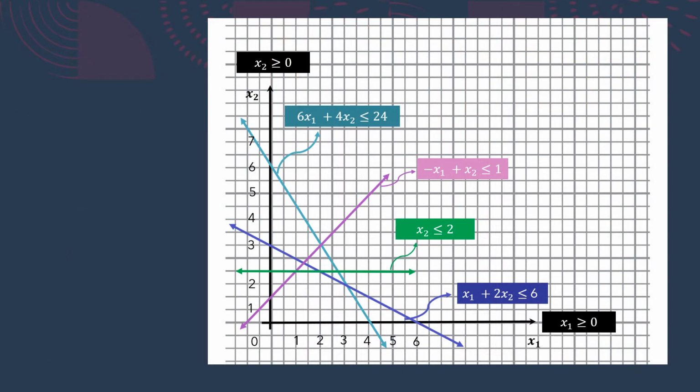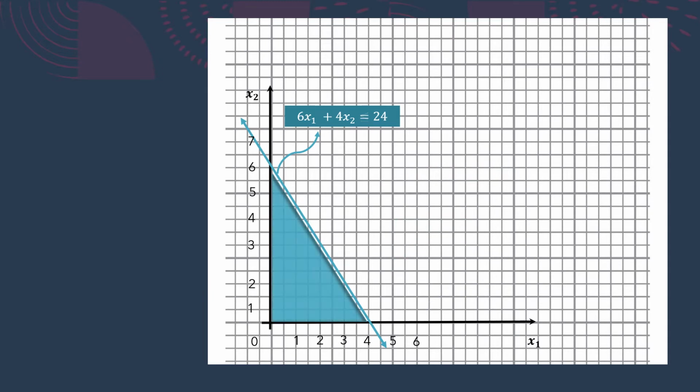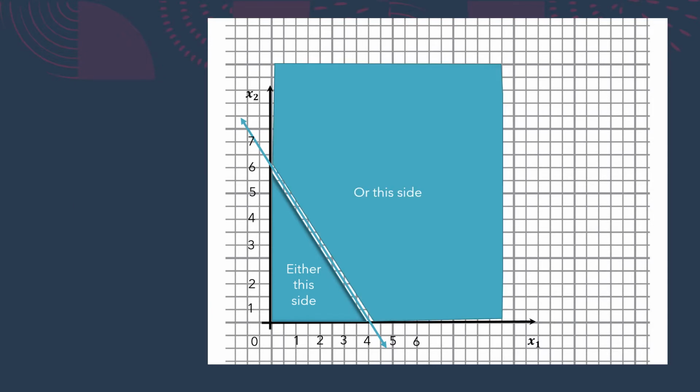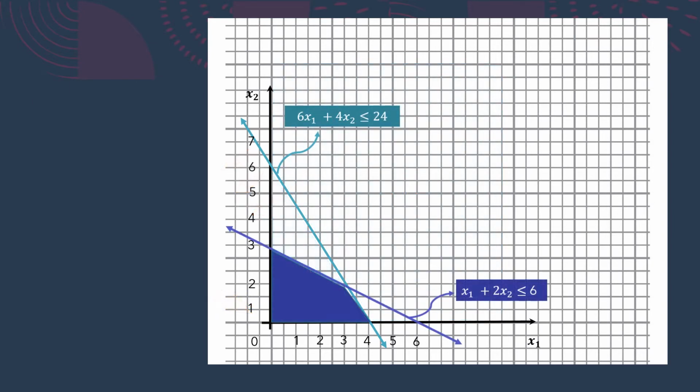Next, consider the effect of the inequality. All it does is divide the x1, x2 plane into two half spaces, one on each side of the graphed line. Only one of these two halves satisfies the inequality. To determine the correct side, choose 0, 0 as a reference point or corner point. If it satisfies the inequality, then the side in which it lies is the feasible half space. Otherwise, the other side is.